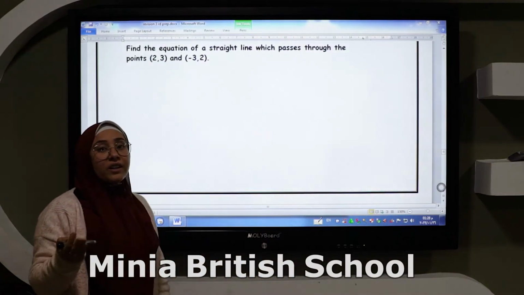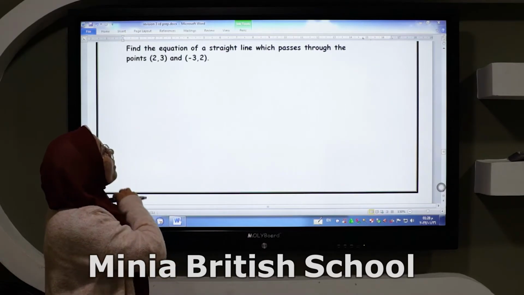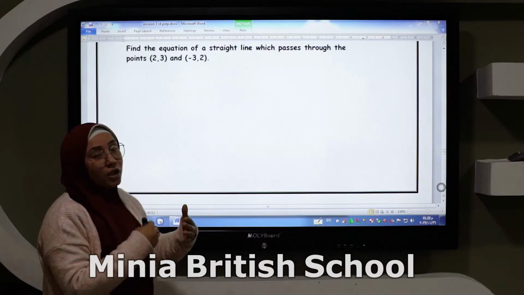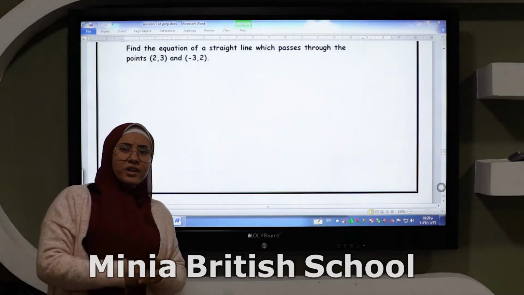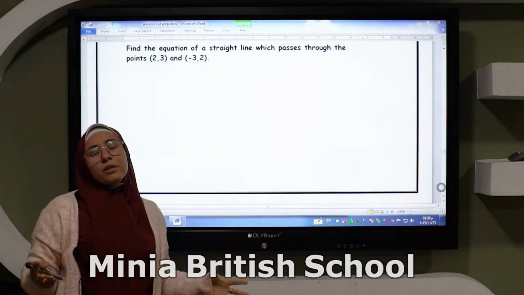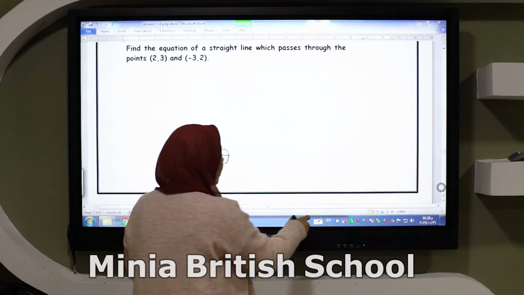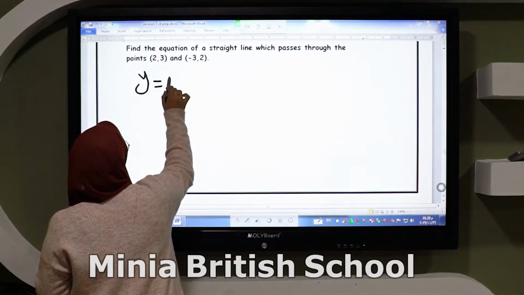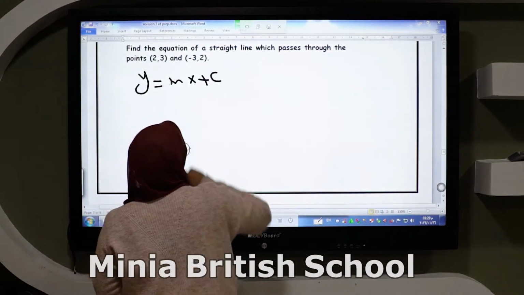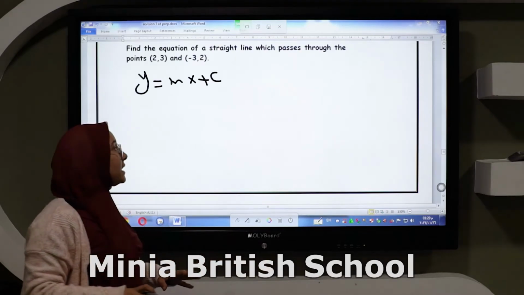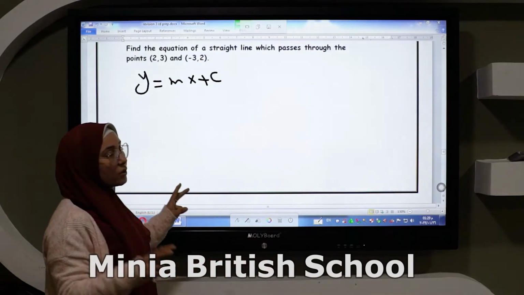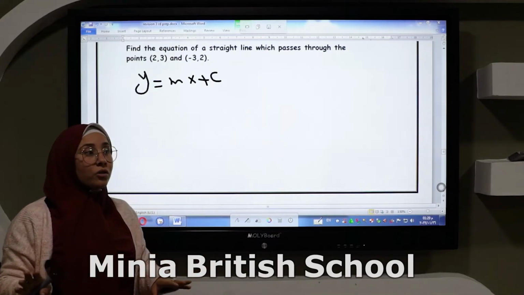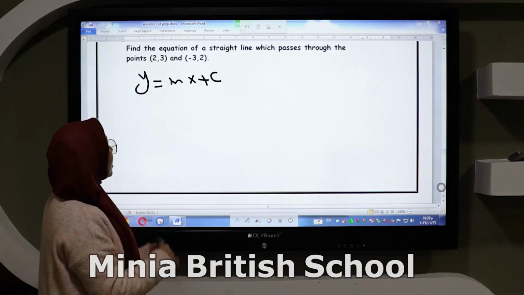Next one, find the equation of a straight line passing through the points (2, 3) and (-3, 2). I need to find the equation of the straight line. The formula is y equals mx plus c, so we need to find the slope of the straight line and also its intercept.